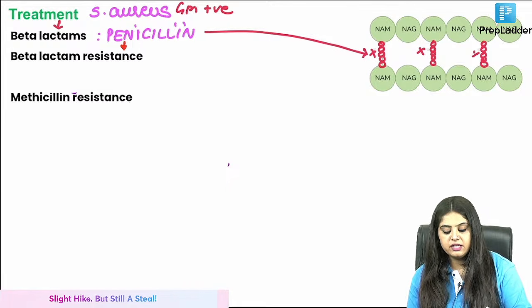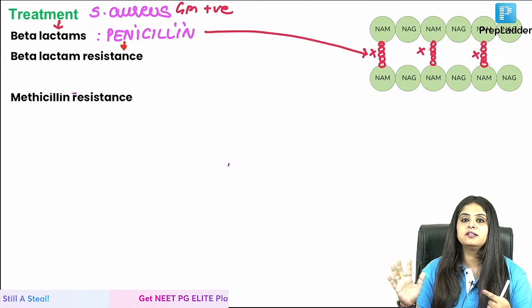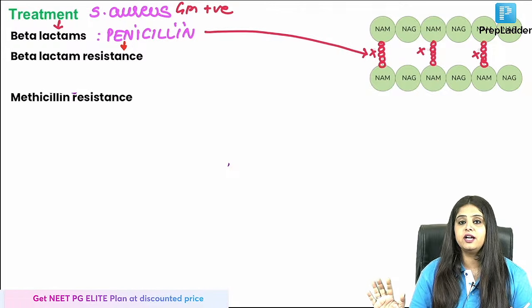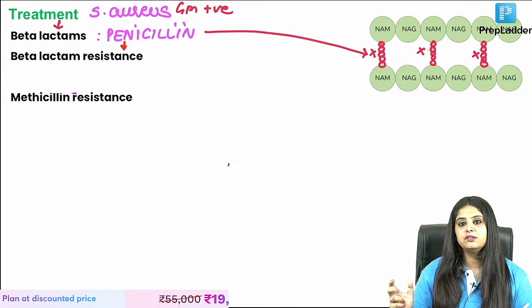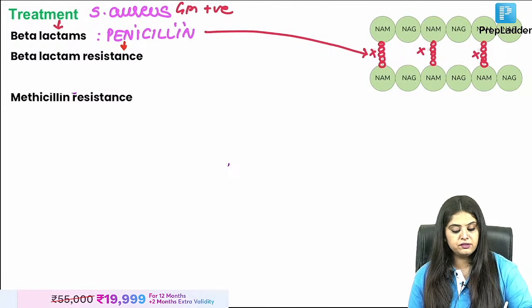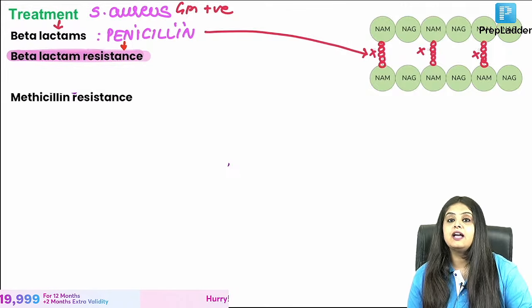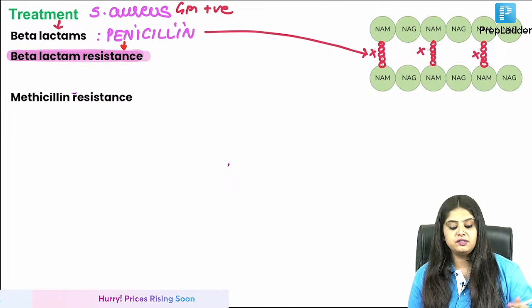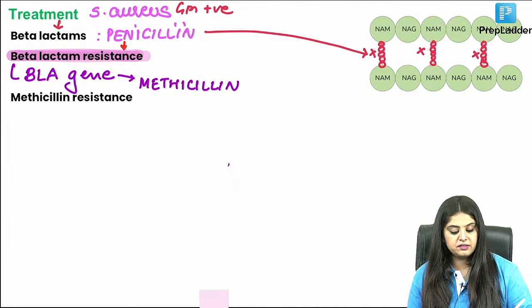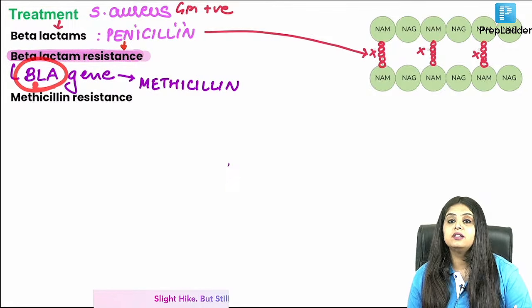Penicillin says कि अच्छा इनका ना वो pentapeptide break कर दो, इनका cell wall गया, Staph aureus का cell wall गया. But do you think Staph aureus is that innocent and naive? Not at all. Staph aureus says to hell with your beta-lactam. I will now make beta-lactam resistance. How does it make beta-lactam resistance? By making a gene called the BLA gene.